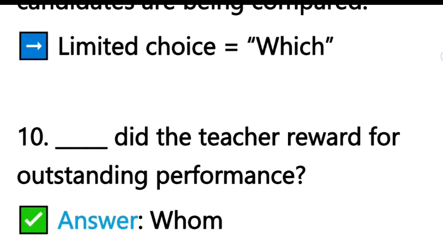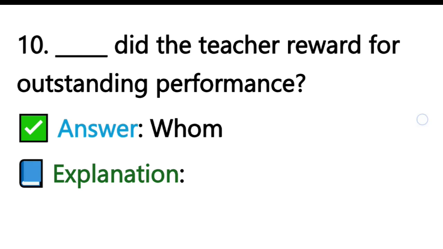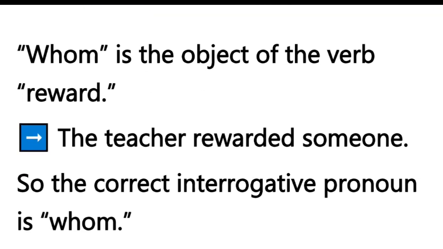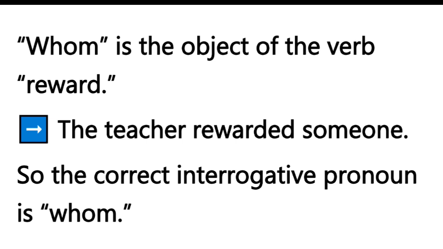Let's talk about the last and the 10th question of today's video, which says dash did the teacher reward for outstanding performance. Answer will be whom did the teacher reward for outstanding performance. Whom, because the person who has been rewarded is the one who's receiving the action, hence is the object. That's why we have used whom. Whom did the teacher reward for outstanding performance will be our answer then. Whom is the object of the verb reward. The teacher rewarded someone, so the correct interrogative pronoun is whom.